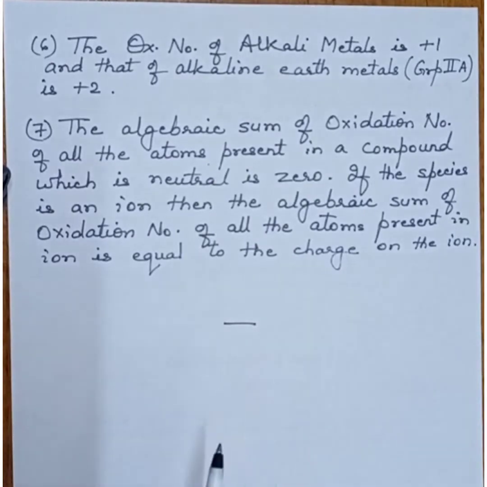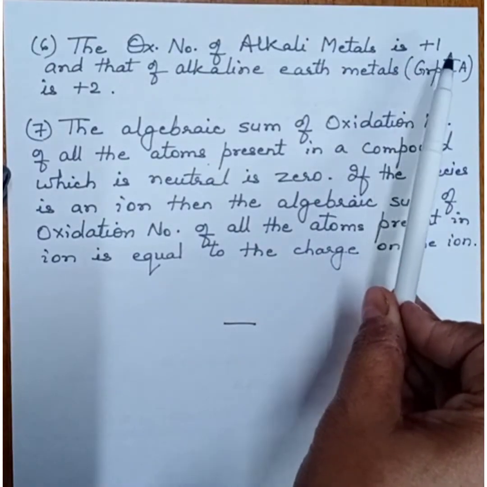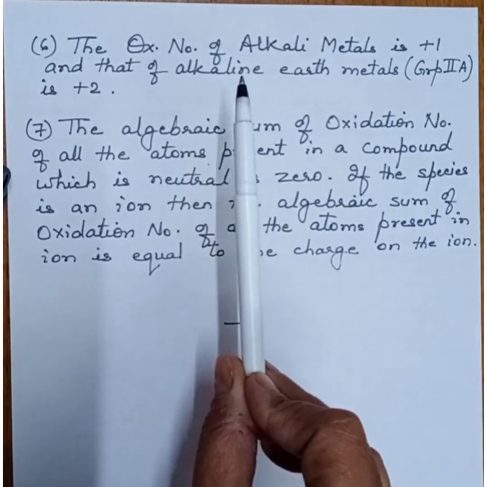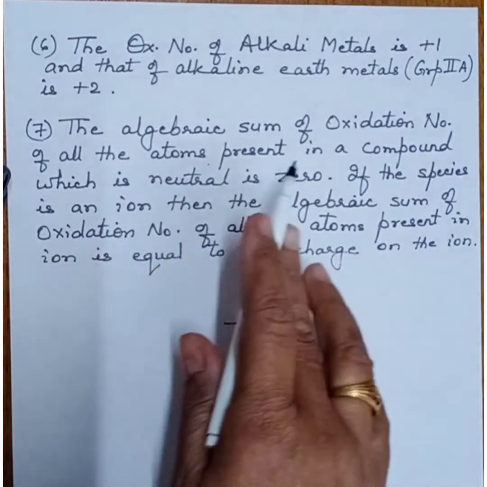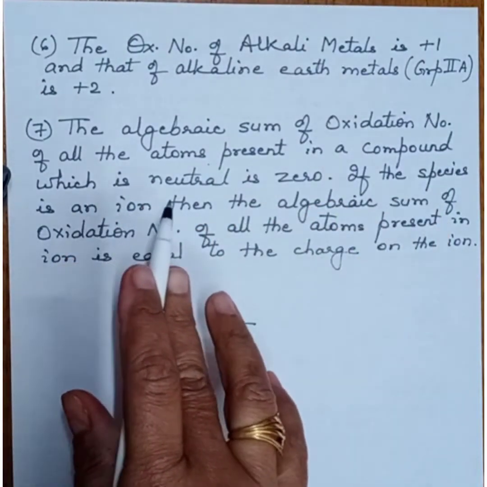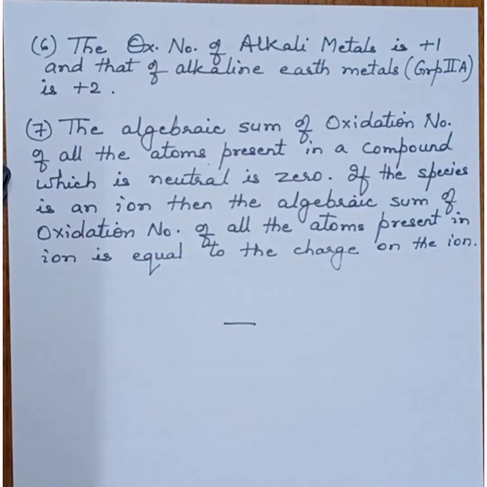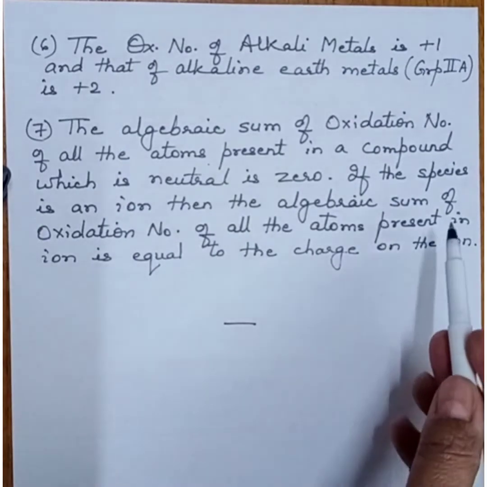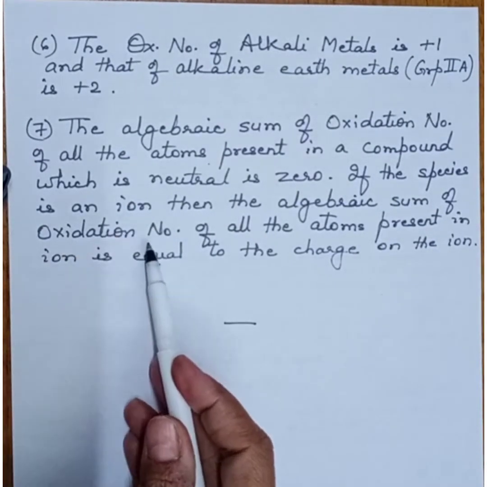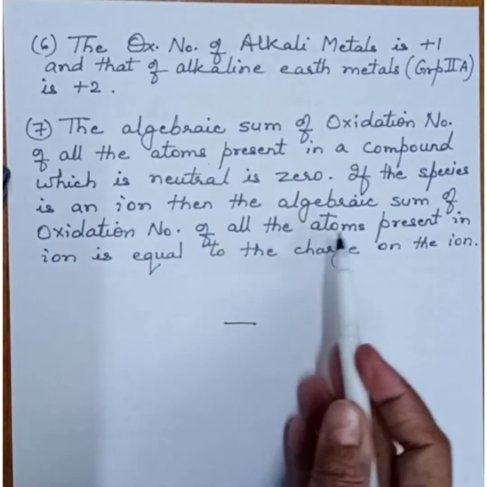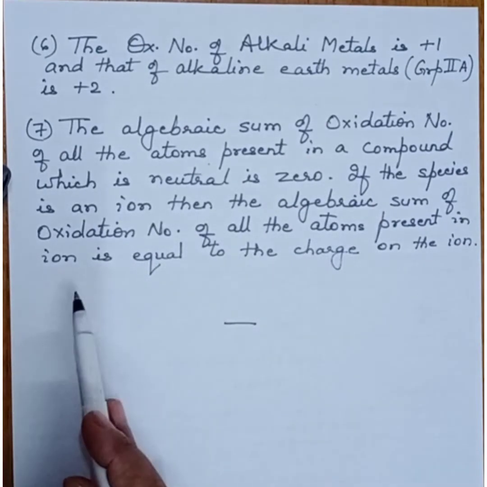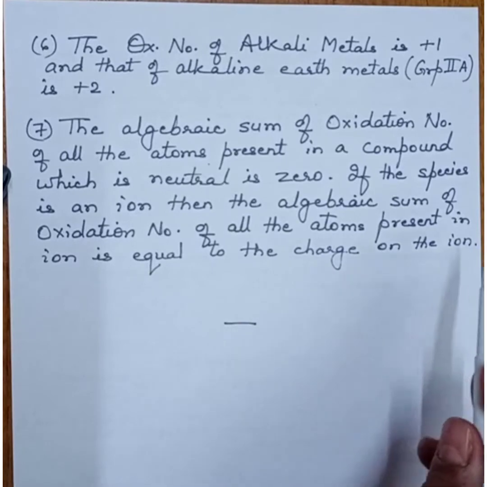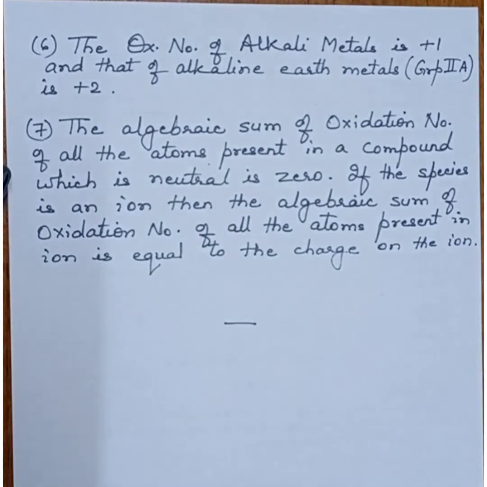The oxidation number of alkali metals, that is group number 1, is +1 and that of alkaline earth metals is +2. The algebraic sum of the oxidation numbers of all the atoms present in a neutral compound is 0. And if the species is an ion and carries a charge, then the algebraic sum of the oxidation numbers of all the atoms present in the ion is equal to the charge on the ion.